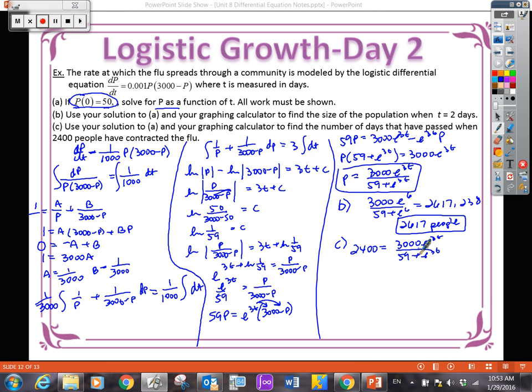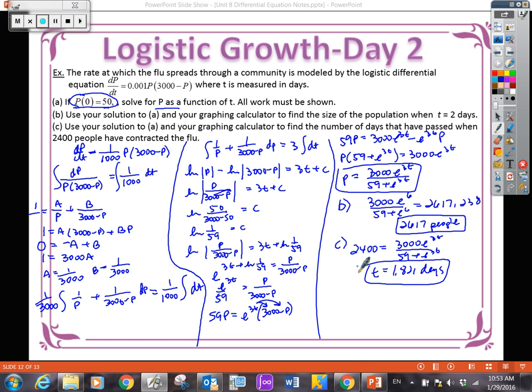I mean, that's how I solve on my calculator. I know there are other ways, but that's the way that I like to do it. I like to go the graphing part, you know, Y1, Y2, intersect them. And when you do that, you're going to get a t-value of 1.821 days.